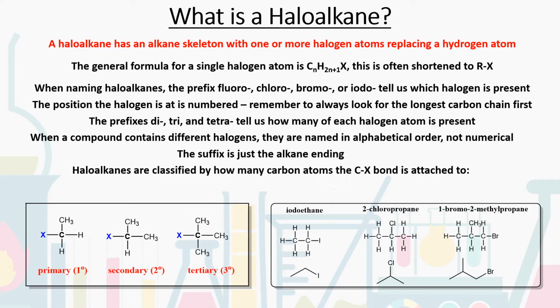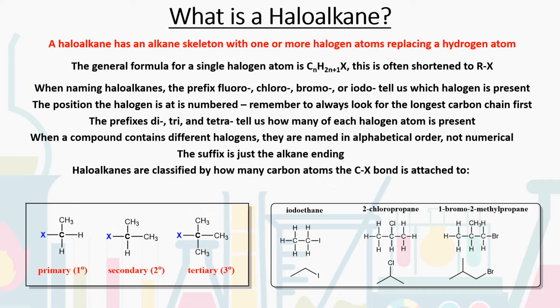So it's just iodoethane. The second one across, here we have 3 carbons. Our longest chain is 3 carbons long, so it's based off a propane chain. We have a chloro group, and that's on the second carbon in the middle. And so therefore this is 2-chloropropane.